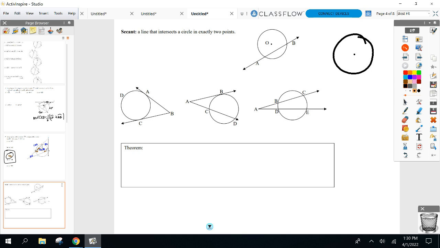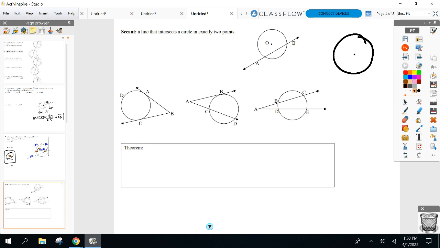Now I want to introduce to you a line that intersects the circle in two spots. Anybody want to try and pronounce it? Secant. This is a secant. All right? A line that intersects the circle in exactly two spots. A secant.